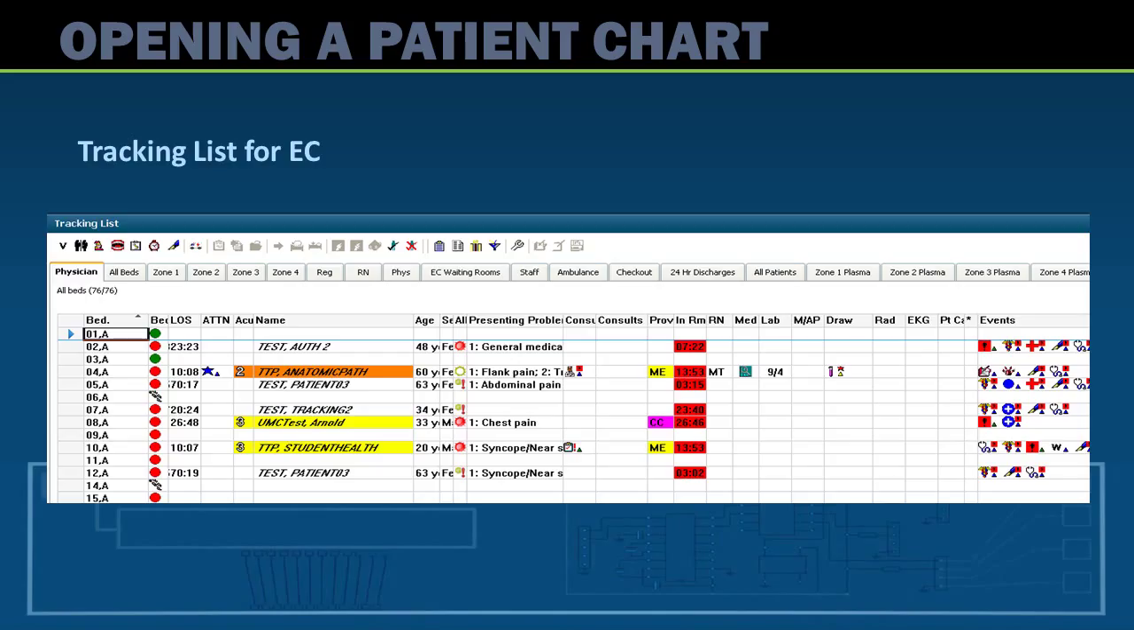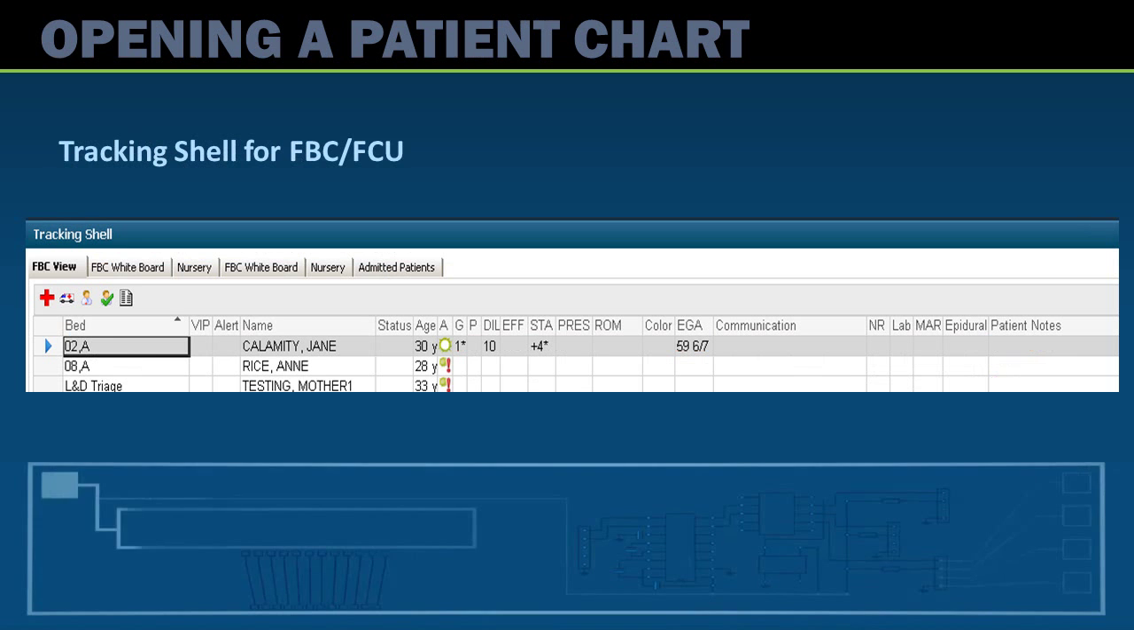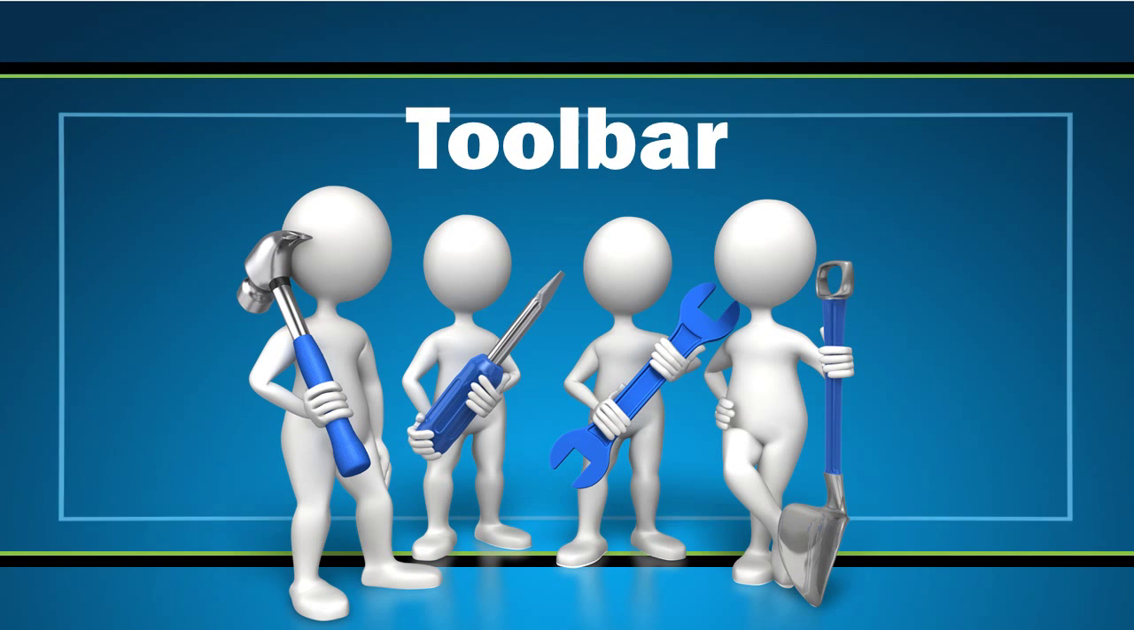This is what the tracking list for the emergency center looks like. It's a little bit more colorful. It has more icons. It's what they use to notify staff what needs to be done. This is the tracking shell for Family Birthing Center and Family Care Unit. Again, it will have the patient's list, and it has some icons and reminder cues for staff.